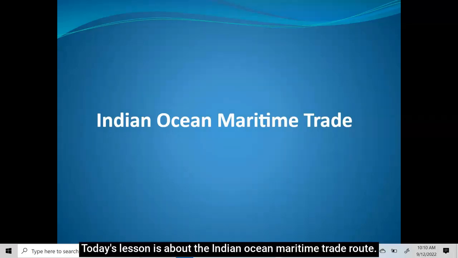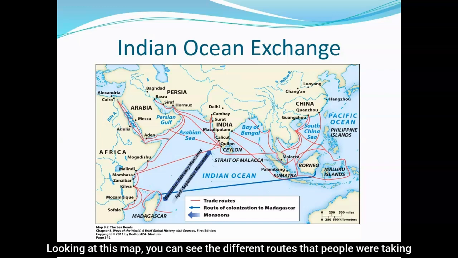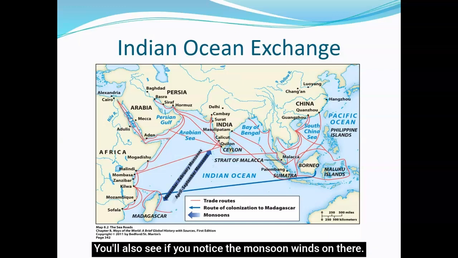Today's lesson is about the Indian Ocean maritime trade route. Looking at this map, you can see the different routes that people were taking overseas so that they could trade products with different civilizations. You'll also see, if you notice, the monsoon winds on there. Those are going to be very important to this trade.